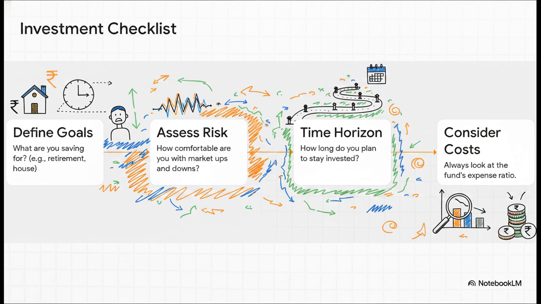Second, be really honest about your risk tolerance. How would you feel if your investment dropped by 20%? Your gut answer helps decide if you should lean more towards equity or debt. Third, what's your time horizon? The longer you have, the more risk you can generally afford to take. And finally, and this is a big one, always check the costs. A lower expense ratio means more of your money is actually working for you.